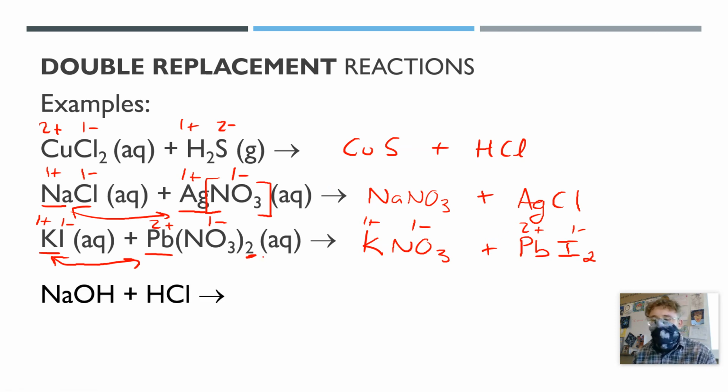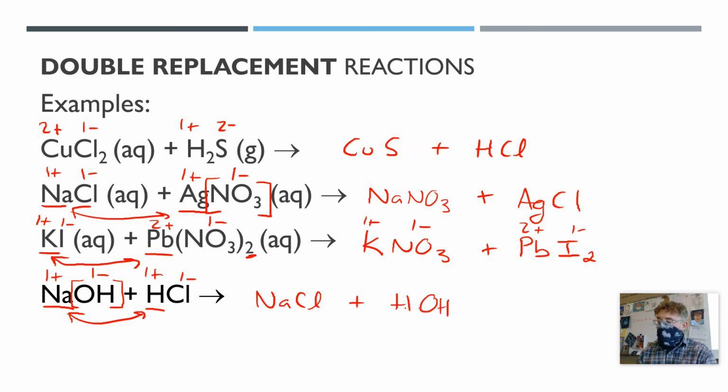One more, then we're done. Okay. You're like, finally. Here we got sodium and we got hydrogen. They want to swap places. So sodium's got a 1+ charge. Hydroxide is an ion, a polyatomic ion. It's got a 1- charge. Chlorine's got a 1- charge. Therefore, hydrogen must have a 1+ charge. So what's it going to form? Sodium is now with chlorine, and hydrogen's now with hydroxide.